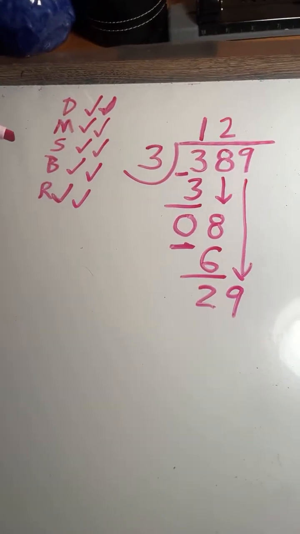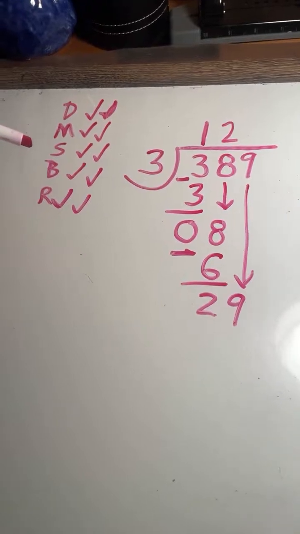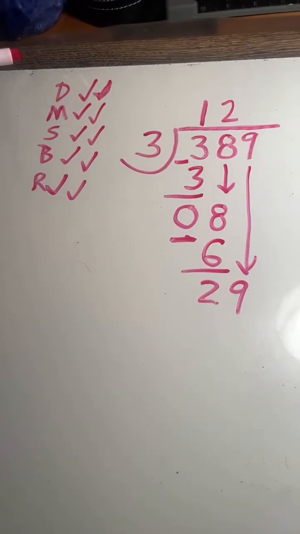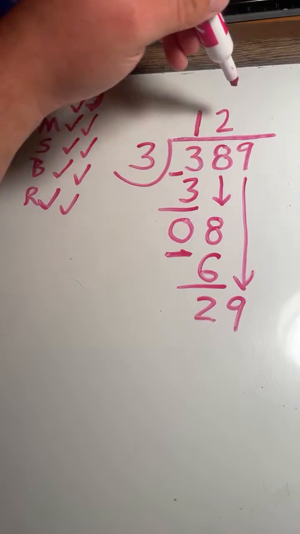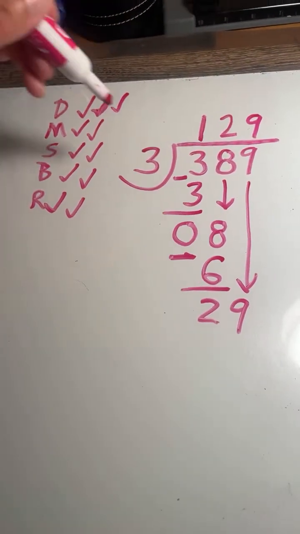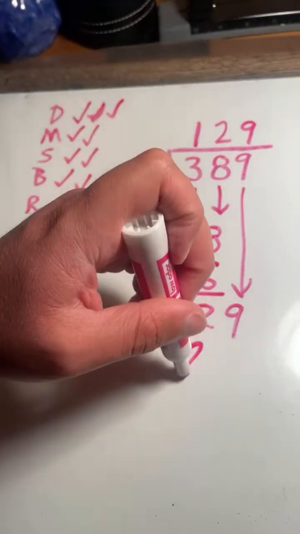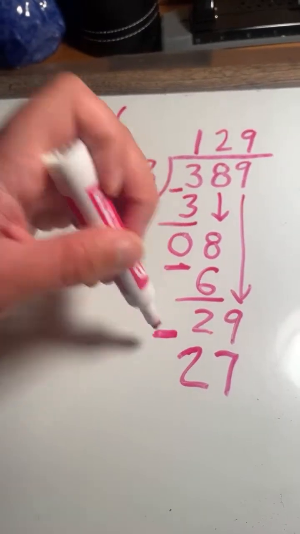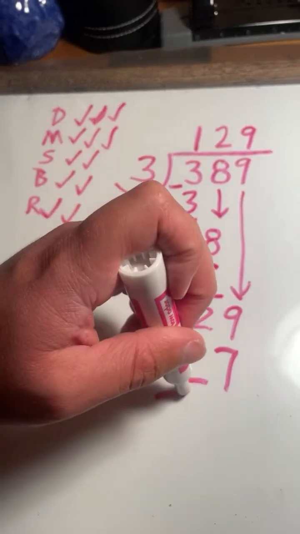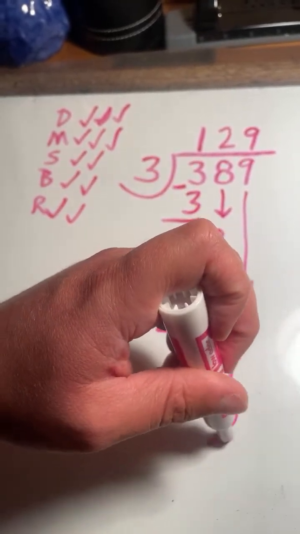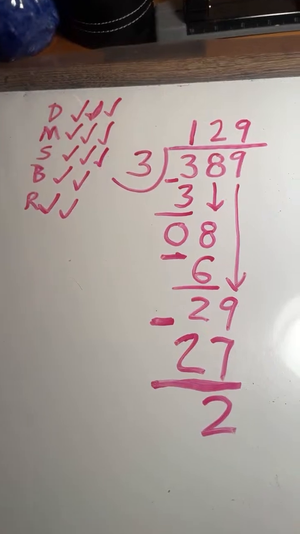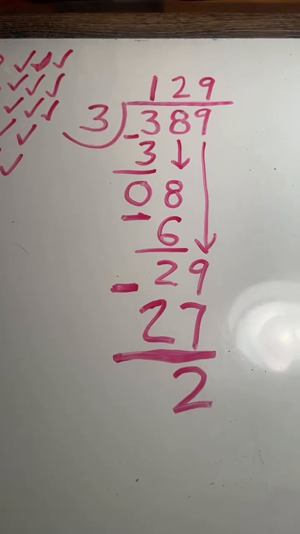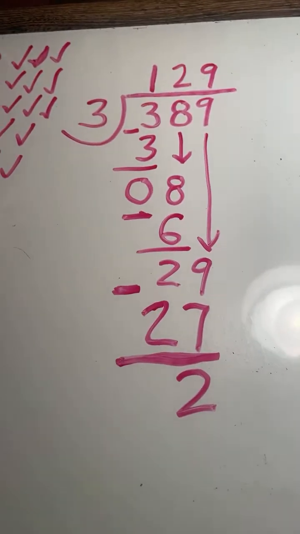Repeating the steps for the last time. 29 divided by 3 equals 9. 9 times 3 equals 27. 29 minus 27 equals 2. Now there are no more numbers left to bring down, so we are done with the steps. Now our answer is going to end up being a mixed number. It doesn't end up dividing into a whole number.